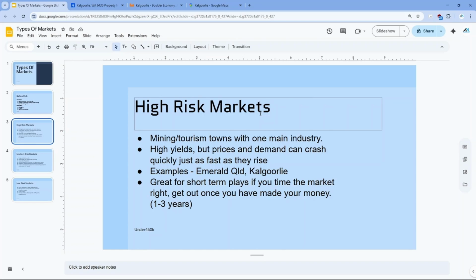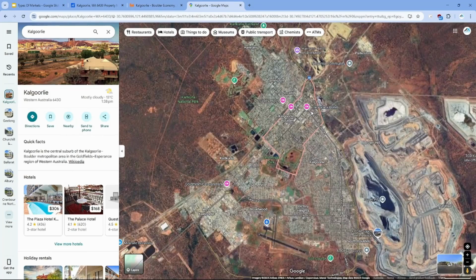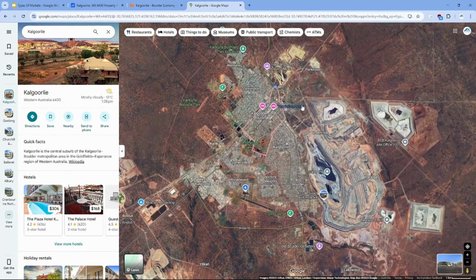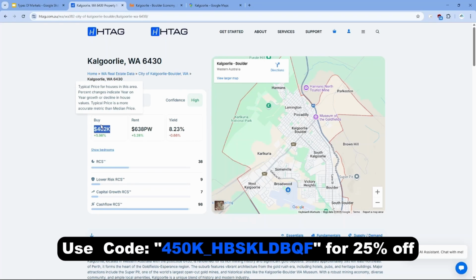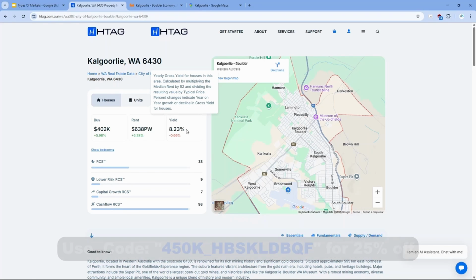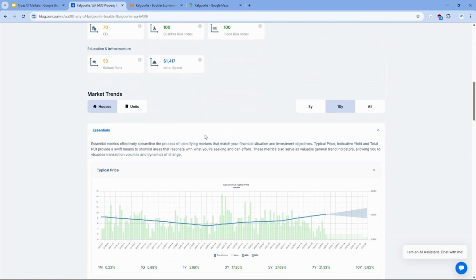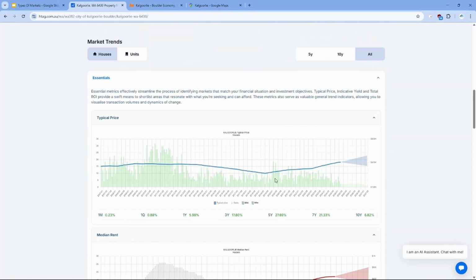Some examples of high risk markets that you may or may not know are places like Emerald, Queensland, and Kalgoorlie, which we all know is a pretty famous mining town. When you look at the data behind it, you can buy a house for under 500k pretty easily with a yield of about 8%. So the property is essentially paying itself off, which is crazy. But when you look deeper into the historical price trends, you can see it has gone through cyclical price movement, through massive uptrends and then long periods of stagnation, as well as big downtrends based on how the economy is doing.